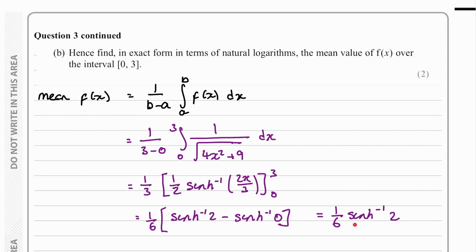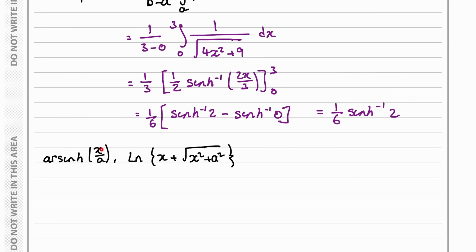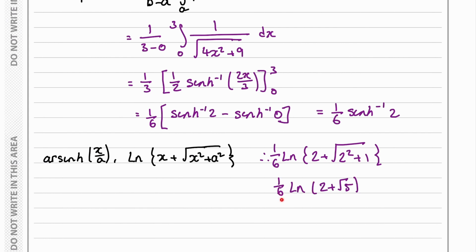And we can work this out using natural logs from what's given in the formula booklet. We know in this case that the x value is 2 and the a value is 1. So we'll substitute them into here. So finally, we can work out this, and we get 1/6 of a natural log of 2 plus root 5.